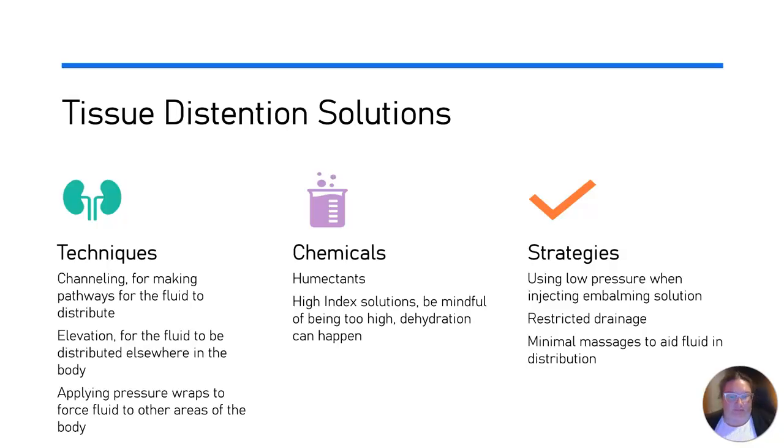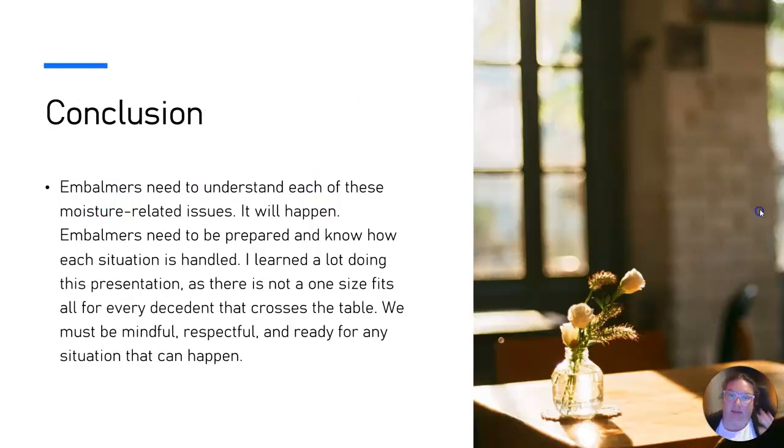So some chemicals. We're going to go with humectant, but once again, be careful and mindful of using too many humectants because it will reverse it. Also using a high index solution, but be mindful because you don't want to dehydrate those tissues. Some strategies is to use a low pressure when injecting embalming solution. Maybe try restricted drainage. And also maybe minimal massages to aid the fluid to distribute, going back to the techniques.